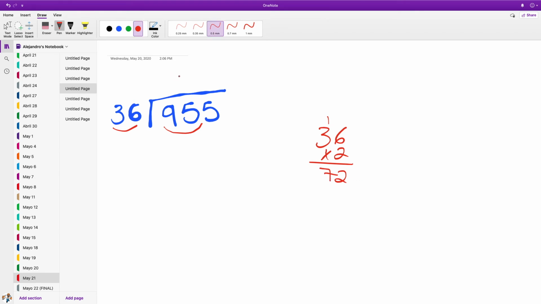Let's go ahead and try this one. So we put the 2 here. We don't put it here. We put it here because we are taking 2 digits. So 2 times 36 is 72.